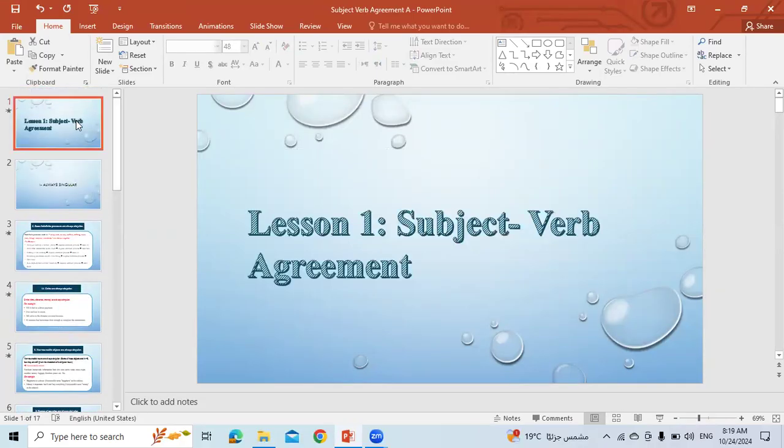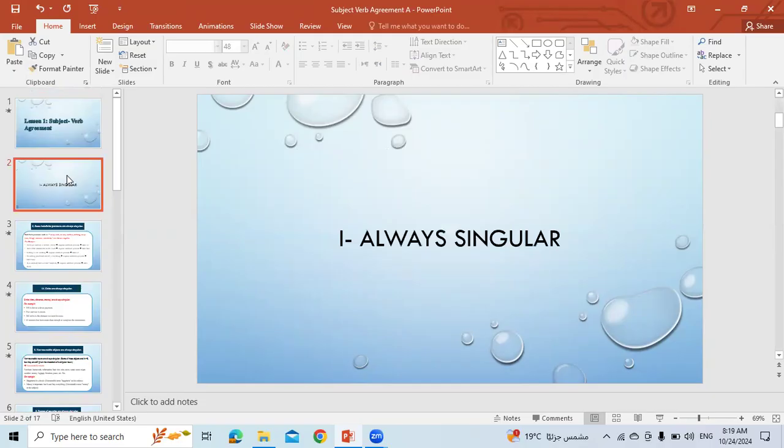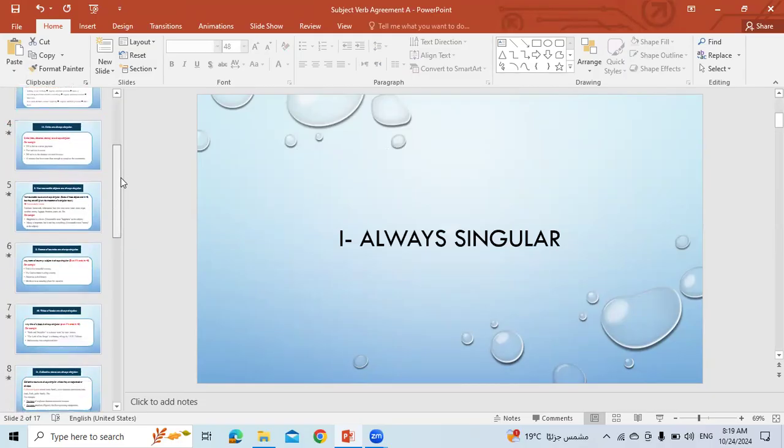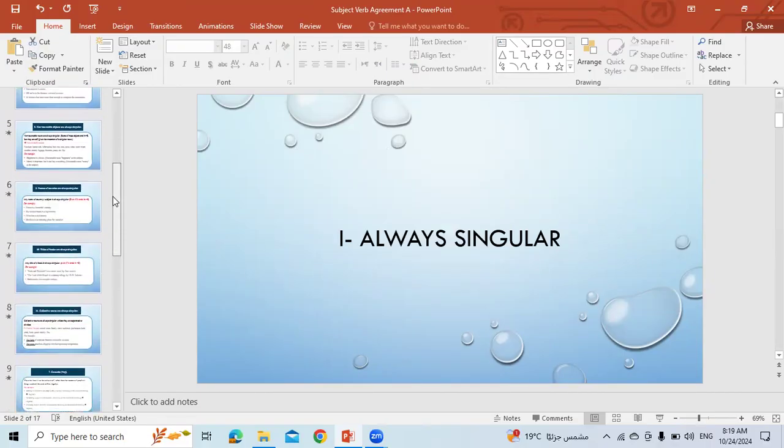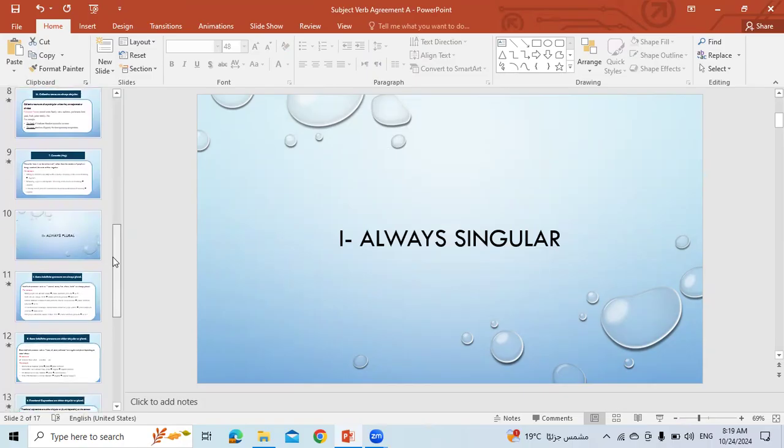So we have subject verb agreement. The first part of it is always singular. We discussed them, right? Every, each, one, gerunds, ascending words. Yes. We discussed them all. Units, money. Right?